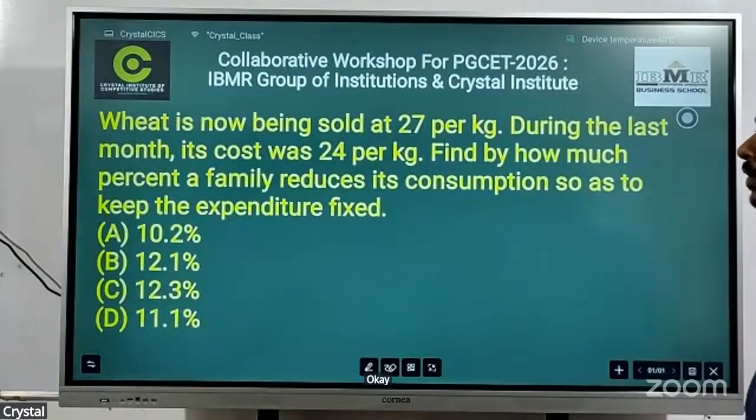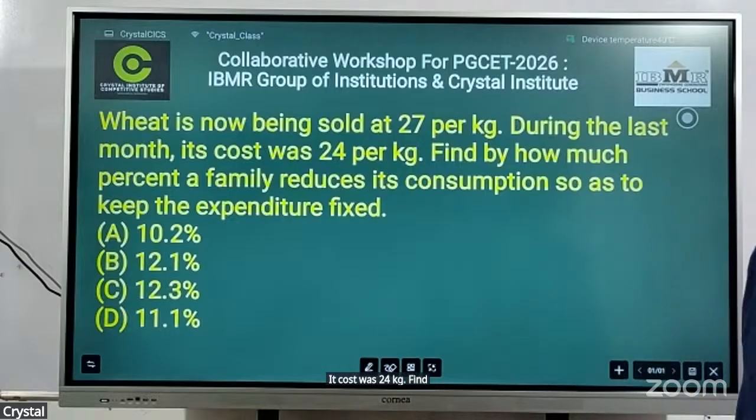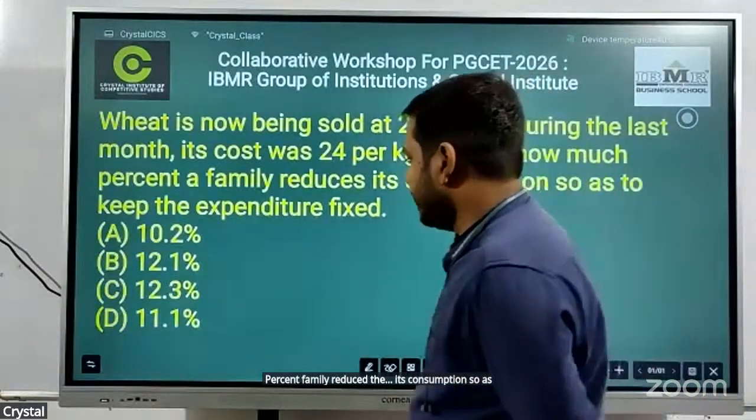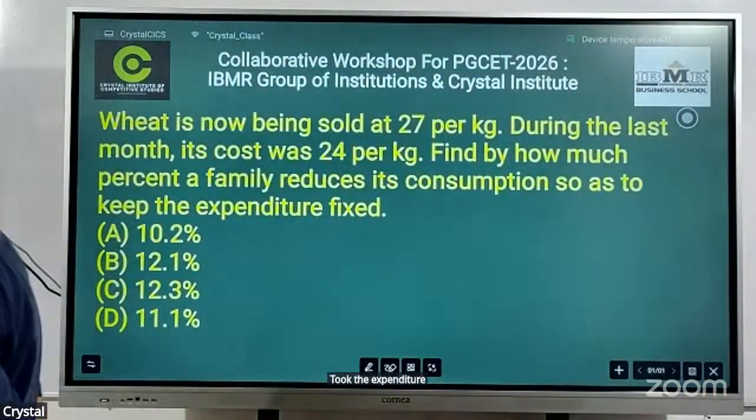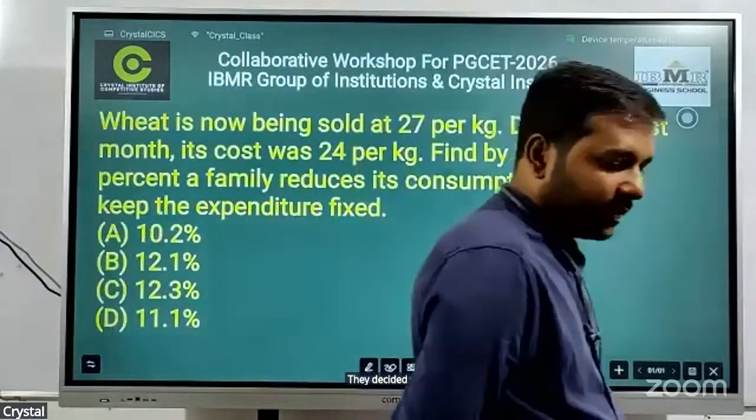Wheat is now being sold at 27 per kg. During the last month, its cost was 24 per kg. Find how much percent the family reduced its consumption so as to keep the expenditure fixed. They decided to spend a fixed amount.